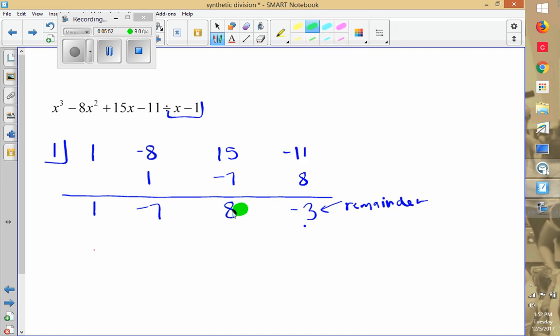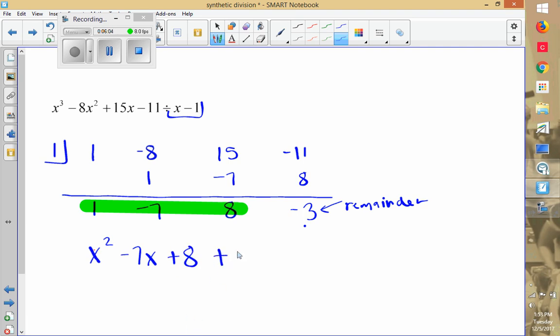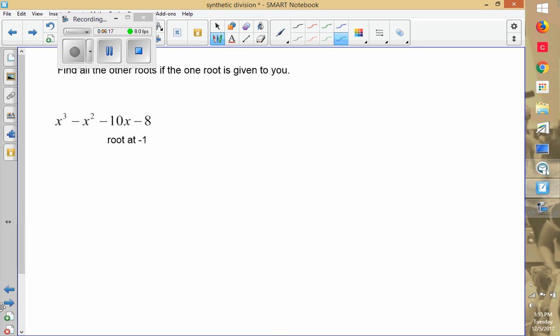And these three are still your coefficients of your polynomial that's 1 degree less. And if you remember from when we did long division, we write our remainder over what we were dividing by. So you're going to then have negative 3 over x minus 1. This is quicker, I think, if you are trying to find the other roots, if you're given one of them.